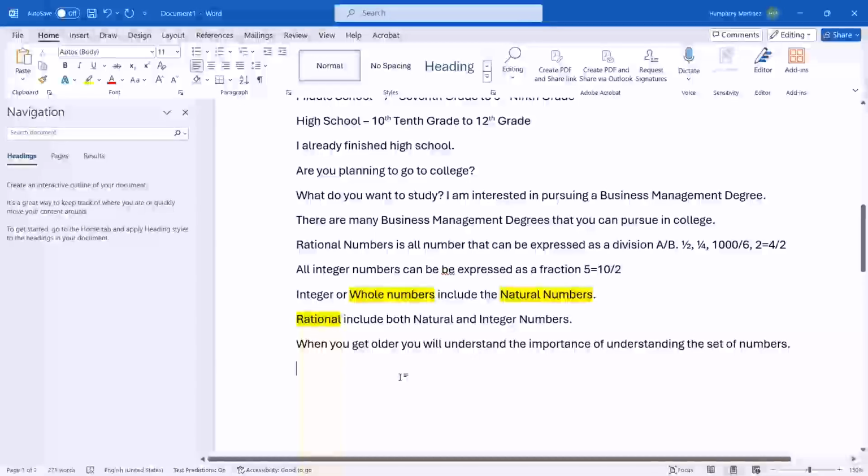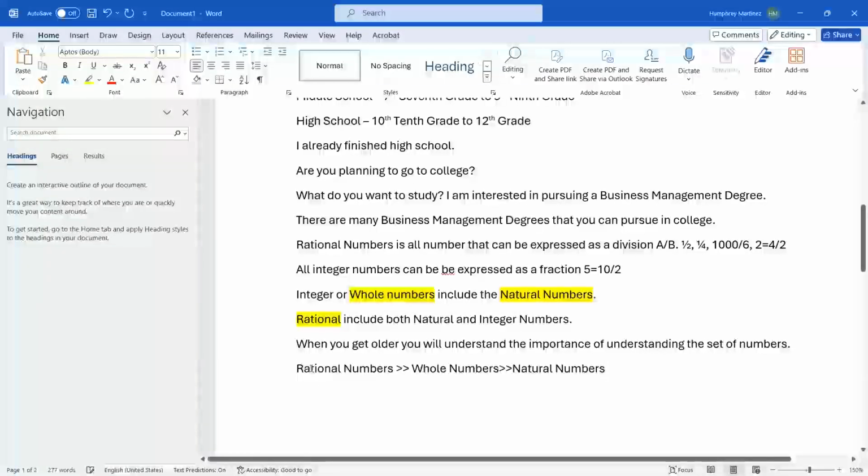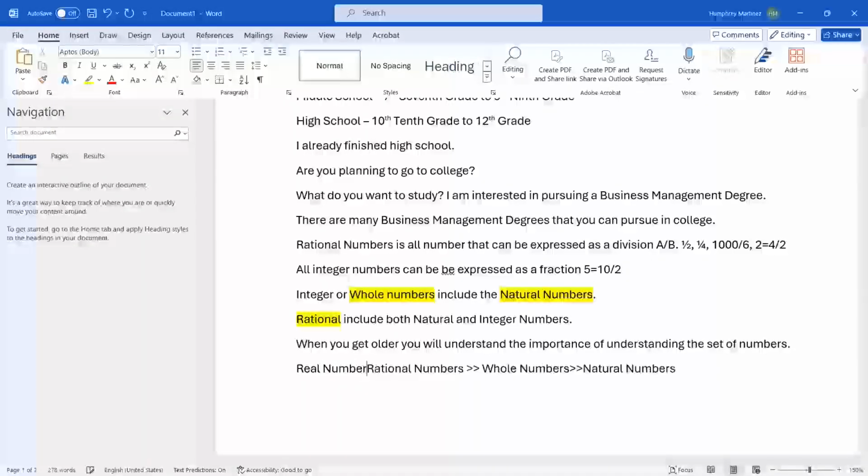Natural. The natural actually is the smaller. Okay, the bigger, which is the bigger? Which is the bigger set of numbers? The whole number. No, the rational number. ¿Acuerda? Rational numbers are bigger than the whole number. And the whole numbers are bigger than the natural number. And the real numbers are bigger than the rational numbers.